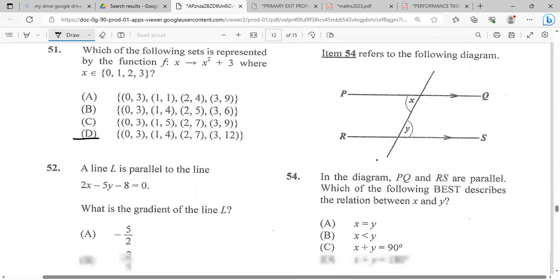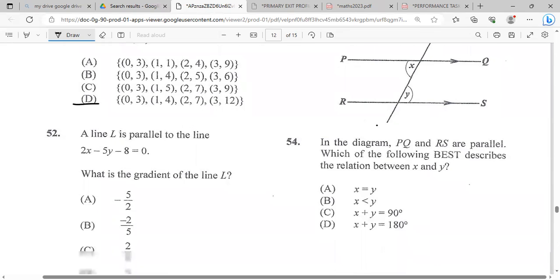A line L is parallel to the line 2x minus 5y minus 8 equals 0. What is the gradient of the line? Now, if two lines are parallel, it means that they have the same gradient.